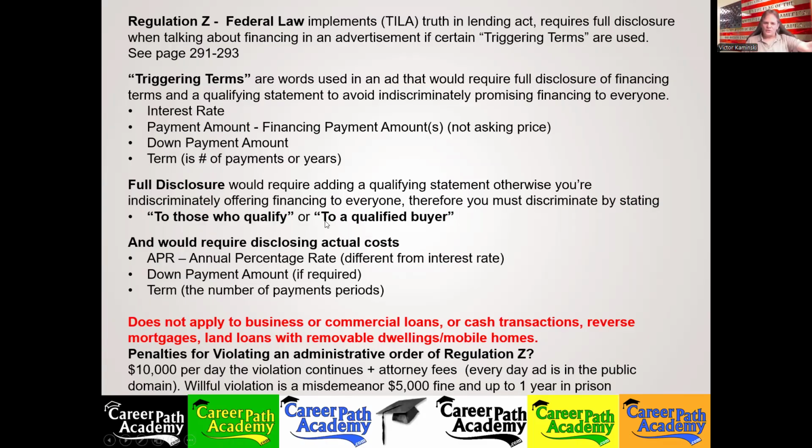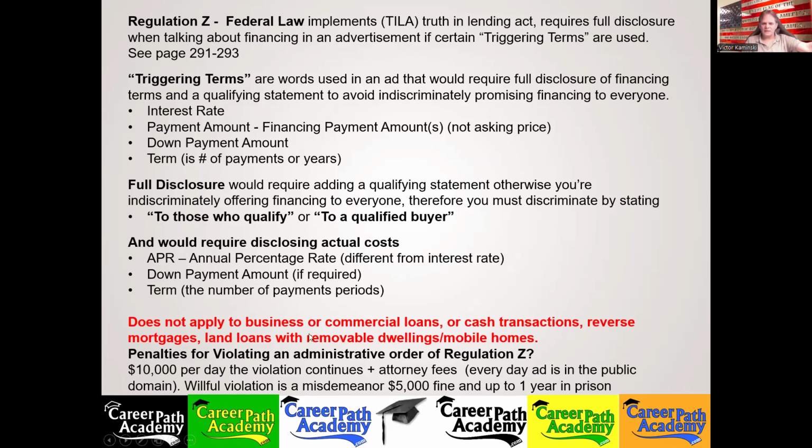And then you need to also disclose the APR. That's different. The annual percentage rate's different than the advertised interest rate. I'll explain why in just a second. You have to disclose the down payment amount if one is required, and the term. What are the terms? The number of payments.